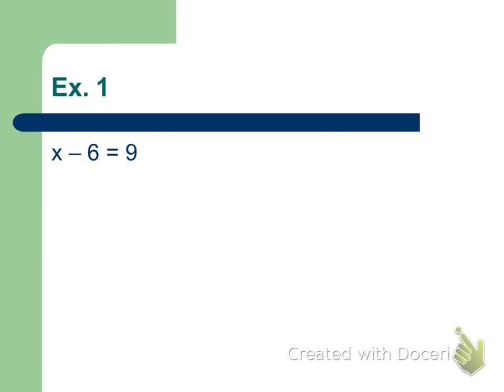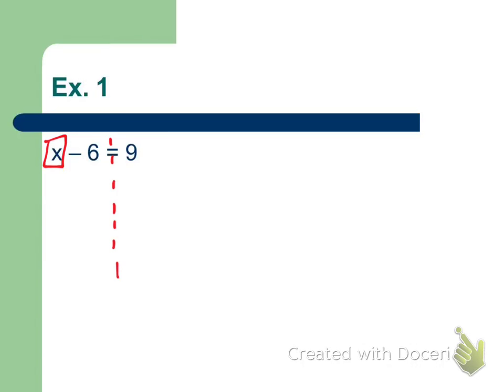Alright, so let's follow those steps. Step 1, put a box around my variable. So I'm trying to get x by itself. Draw a line through the equal sign. Now if you want to do a solid line or a dashed line, that's up to you. I like to make mine nice and long. Do the algebra on both sides of the equation.